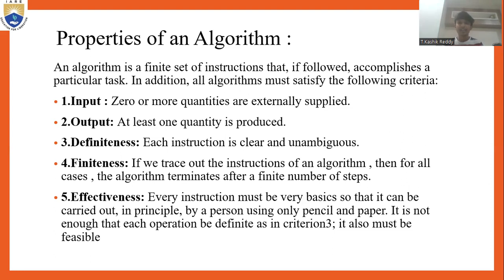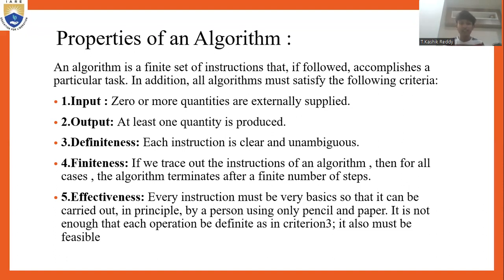In addition, an algorithm must satisfy the following 5 properties or criteria: input, output, definiteness, finiteness, and effectiveness. Input: 0 or more quantities are externally supplied. Output: at least one quantity is produced. So you can have zero inputs or more, but there should be at least one output; it can be more also. Definiteness: each instruction is clear and unambiguous, meaning the instructions you give must be clear without any errors.